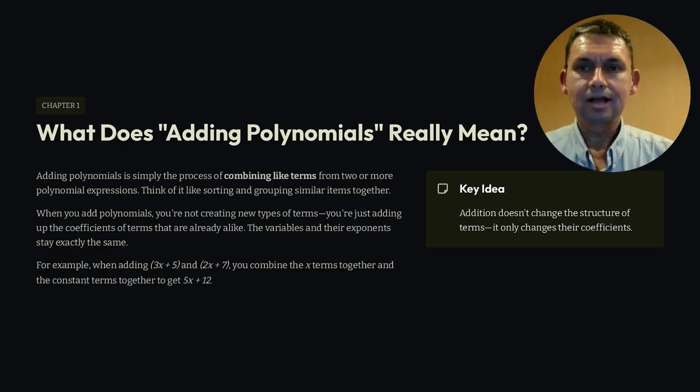For example, when we add the expression 3x plus 5 and the expression 2x plus 7, we combine the x terms together and the constant terms together. The result is 5x plus 12. The structure stays the same, only the totals change. Same structure, just updated totals.